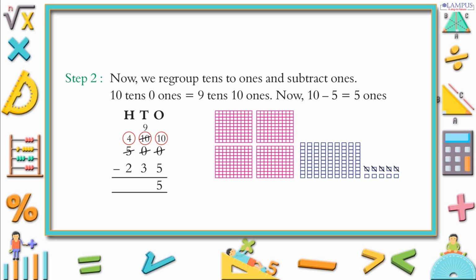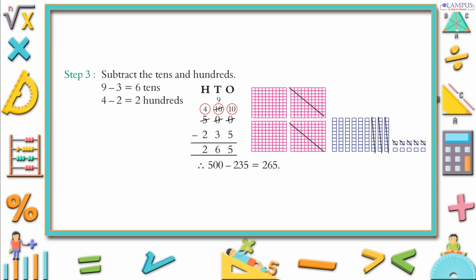Step 2. Now, we regroup tens to ones and subtract ones. 10 tens 0 ones equals 9 tens 10 ones. Now, 10 minus 5 equals 5 ones. Step 3. Subtract the tens and hundreds. 9 minus 3 equals 6 tens. 4 minus 2 equals 2 hundreds. 500 minus 235 equals 265.